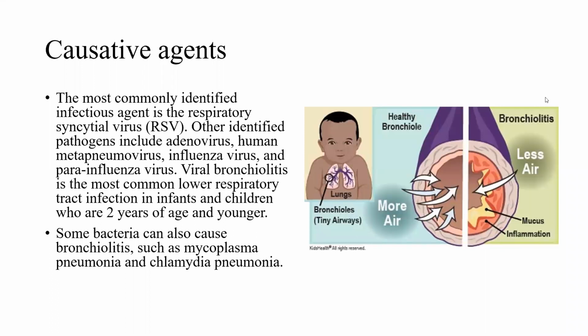As you can see here, there's a healthy bronchiole on the right and a bronchiole that has been affected by bronchiolitis on the left. Over here, there is inflammation and mucus because of which less air can pass through. And because of that, the infant has trouble breathing.